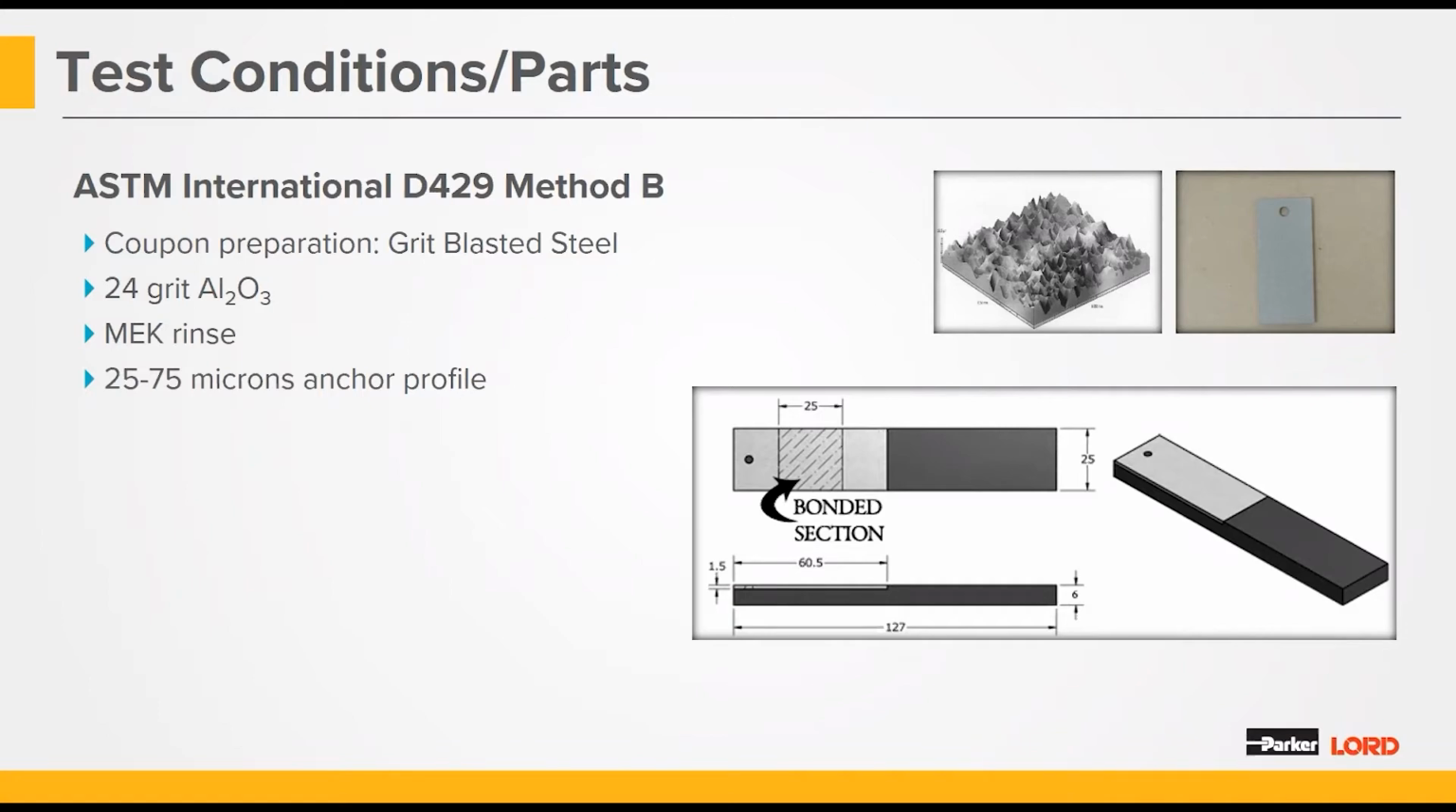Now let's talk about test parts and conditions. We use the ASTM International D429 method B. You can see a schematic beneath here. For the coupon preparation, we grit blasted the steel with 24 grit aluminum oxide, MEK rinsed, and we were looking for an anchor profile of 25 to 75 microns. You can see a picture of a micrograph at the right, a depiction of what this surface might look like. You can see higher surface area and higher surface energy. This will certainly help the adhesive wet out onto this surface and give us that first bite of mechanical adhesion.